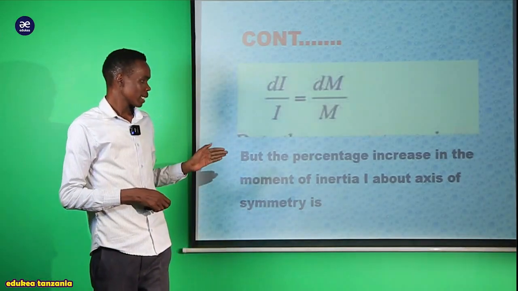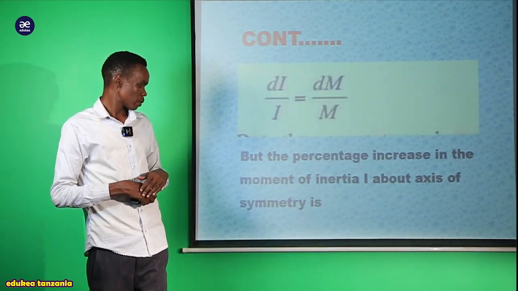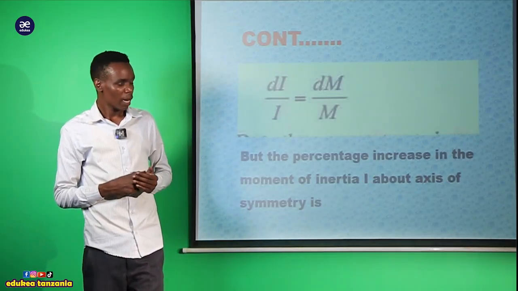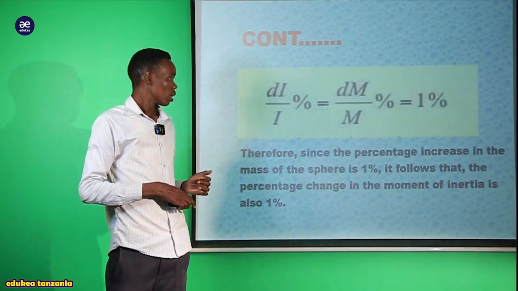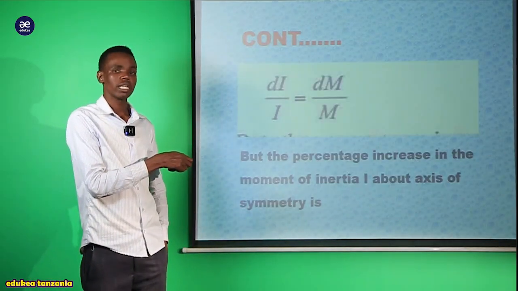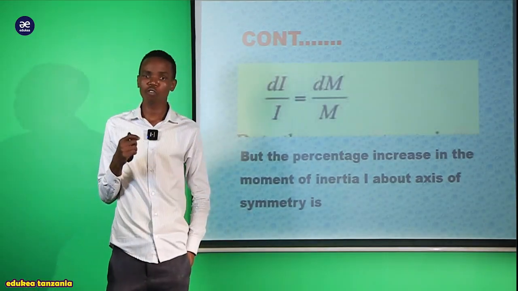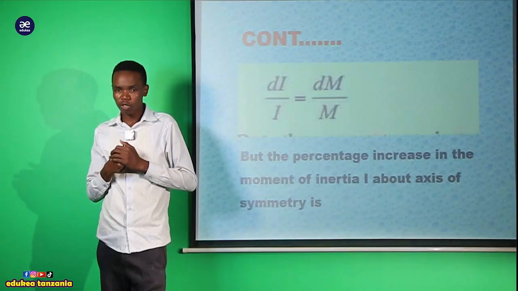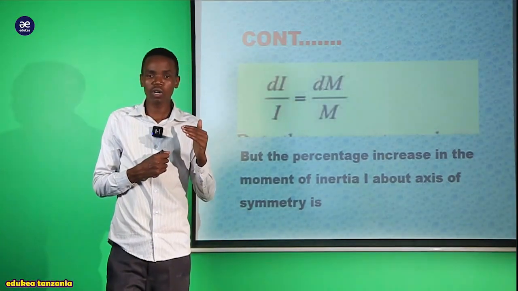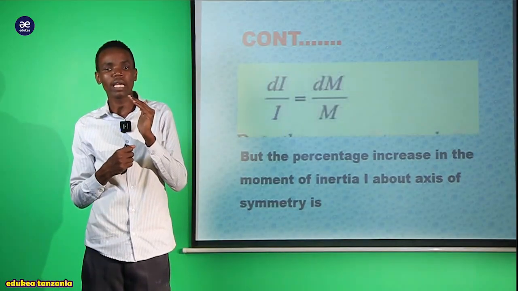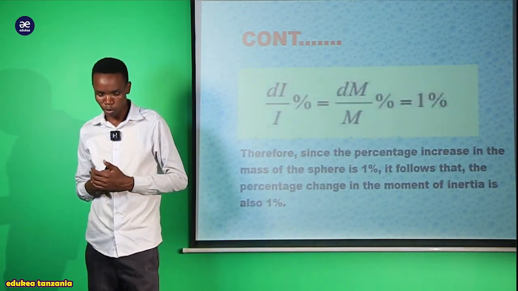After this one, the percentage increase in the moment of inertia I about the axis of symmetry must be obtained as follows. So after writing in terms of the fraction, now we are going to look for the percentage increase of the moment of inertia when the mass increases by 1% for a solid sphere. That is what we are going to observe here.